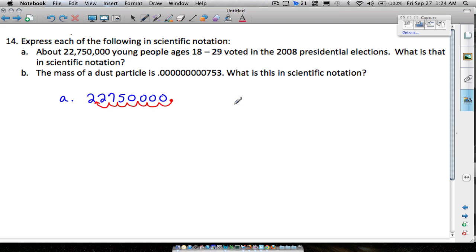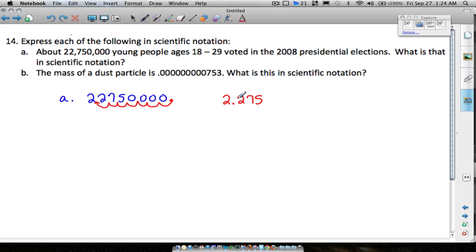Now why did I stop right there? Let me go ahead and write this out. 2.275. I'm not worried about those zeros since there's no other non-zero digit occurring after these zeros. But the reason why I stopped right there is because for scientific notation, you only want one digit to the left of the decimal when you convert to scientific notation.